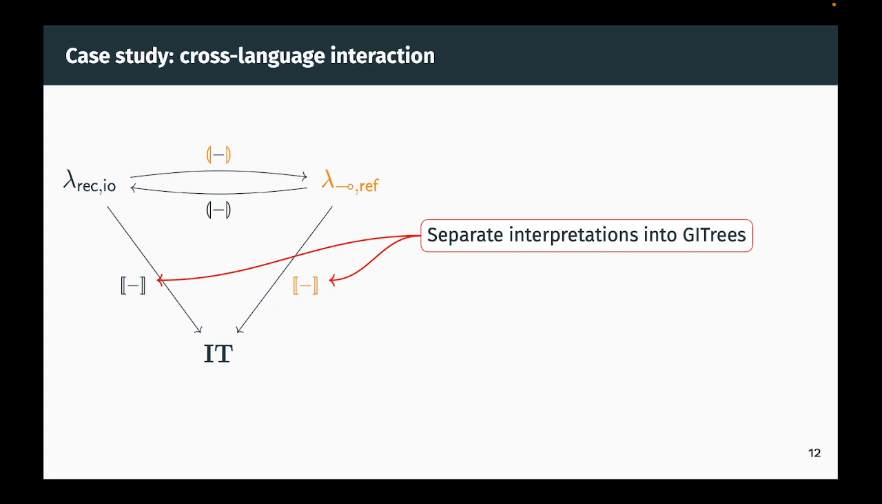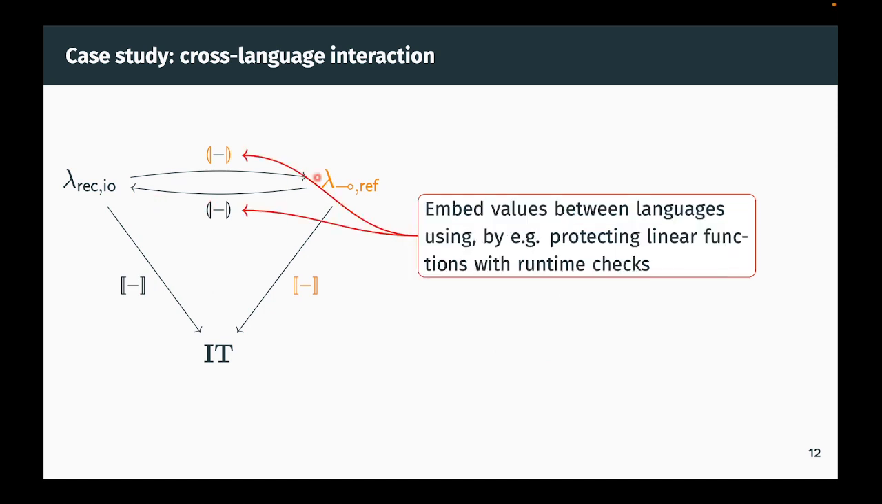But of course, we have to facilitate their interaction somehow. We do this through these two embedding functions, which allow us to move values between the two languages. But of course, we cannot just, for example, take a linear function from one language and use it as a normal function in a nonlinear language. So when we move values between languages, we have to protect them. For example, if we move a function, we have to wrap it in some kind of runtime check that monitors linearity violations at runtime.